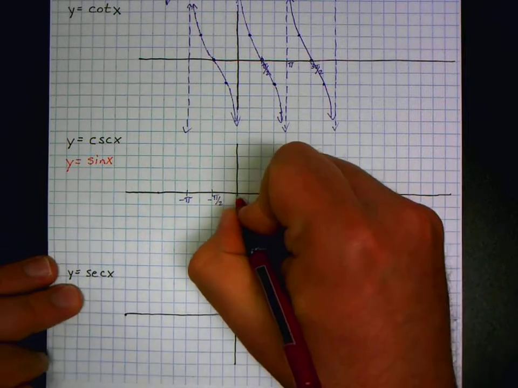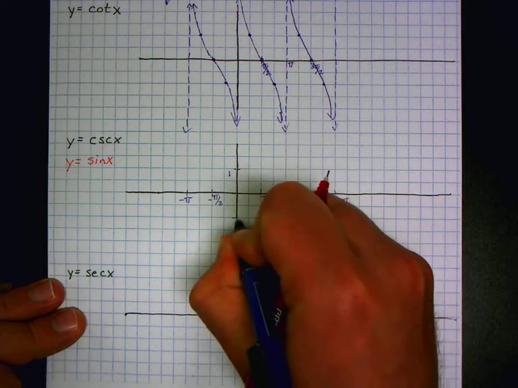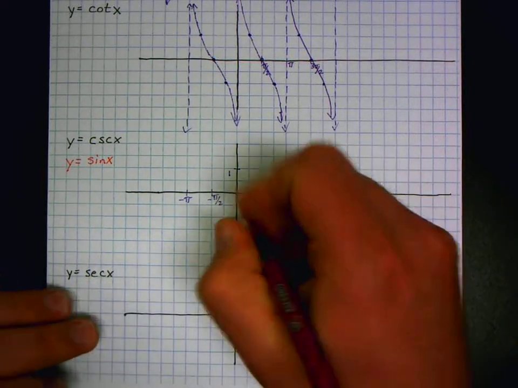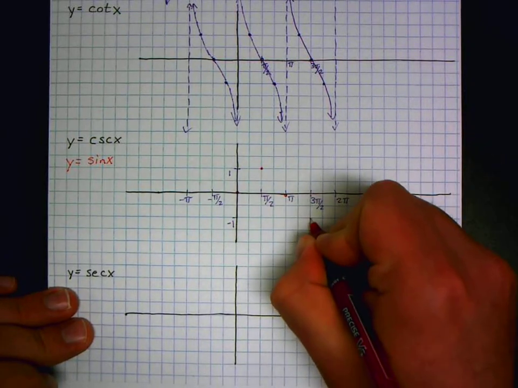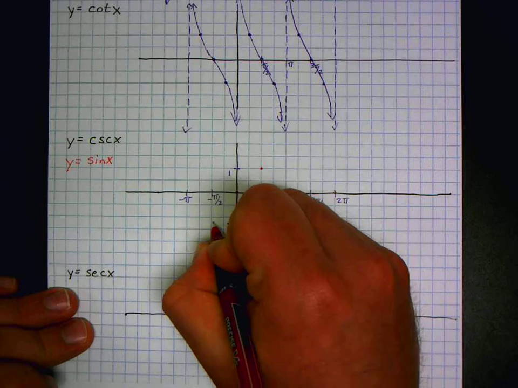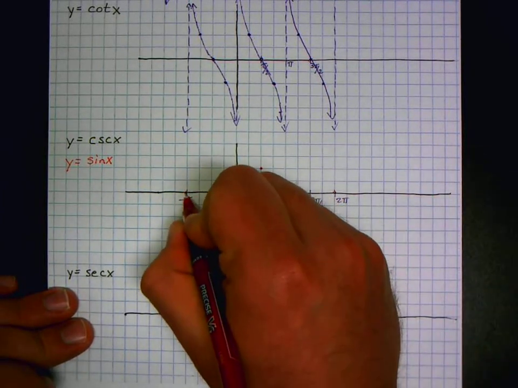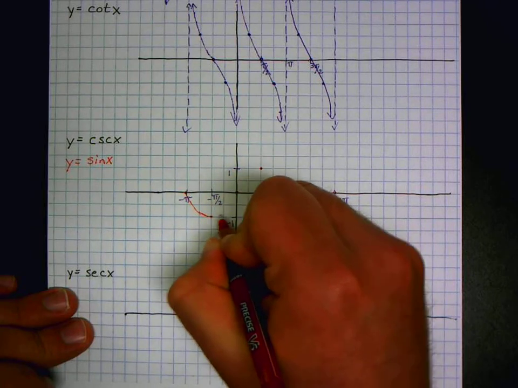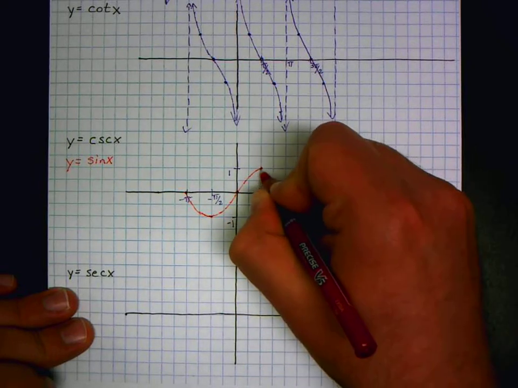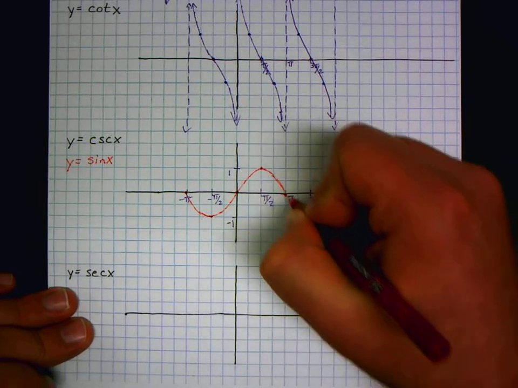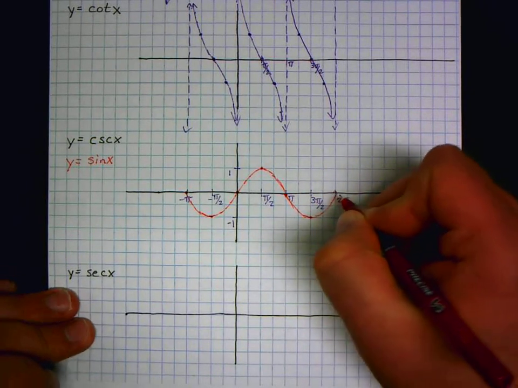Okay, so sine starts, oh, I should put my 1s in. 1, -1. So sine starts here, goes up here, back down. Let me go backwards a little bit. That should be good. Okay.